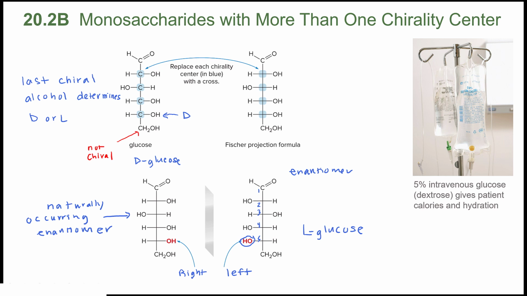Intravenous glucose can be given to patients, and it's also referred to as dextrose. This allows patients to have calories and also hydrates them, because if it's a 5% solution, only 5 grams out of 100 grams of that is going to be from the glucose. The rest of that is water.